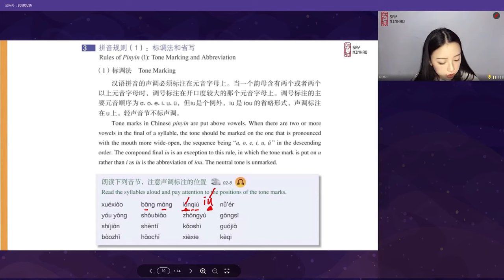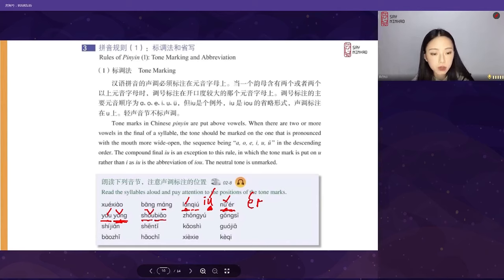Next is nǚ'ér. In nǚ, there is only one final, so we just need to mark on the final. And for ér, we should mark on the e, because there is no a, then we should find o and e, right? So ér. Next is yóuyǒng. In yóu we can see there is an o, right? We cannot see an a, so we find o and e. Because there is an o, we marked on o. Next one yǒng is the same, we can see the o, so we marked on o. Next one is shǒu, sh-ou. Because there is an o, so we marked o.